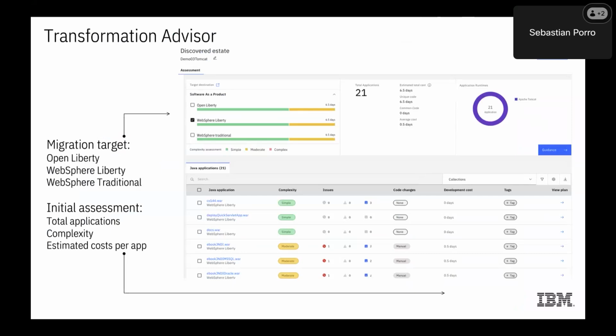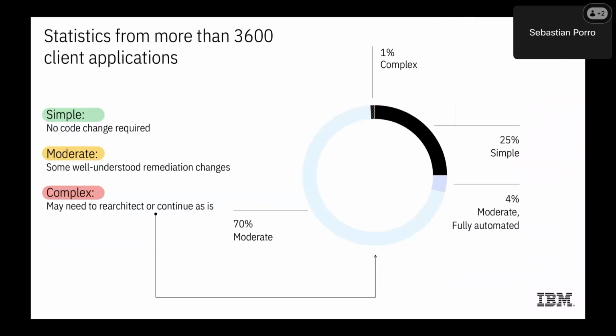categorized as complex. Those will be the ones that probably have been developed many, many years ago, are using older frameworks and will probably need a complete rework, or just keep them as they are and provide Java 8 support for those applications. We have run Transformation Advisor in many, many customers against many, many applications.